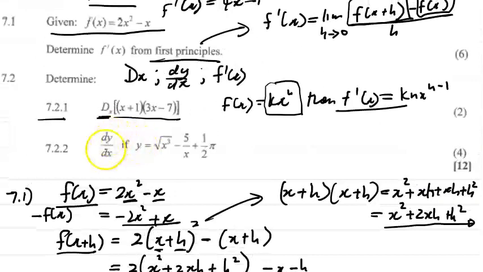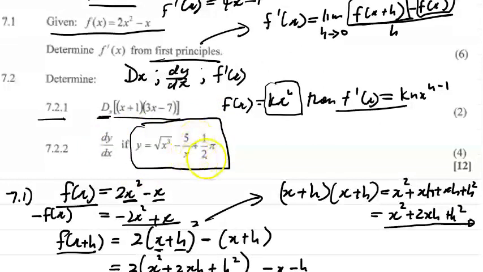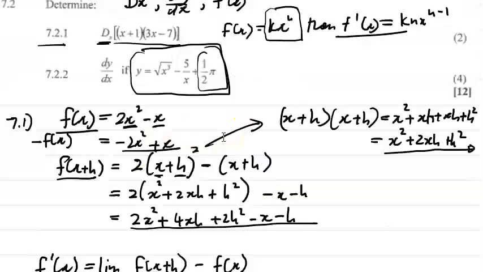So here we've got find dy dx if y equals the square root of x cubed minus 5 over x plus half pi. Okay, now firstly, right off the bat, half pi is a constant. So that's going to equal 0, right? Let's take care of the square root of x cubed. Remember now, the next thing that we ought to know is that there must be no roots when you find the derivative using the rule.